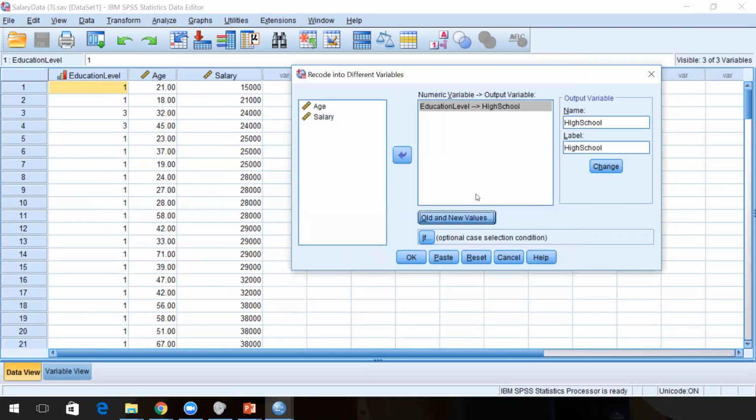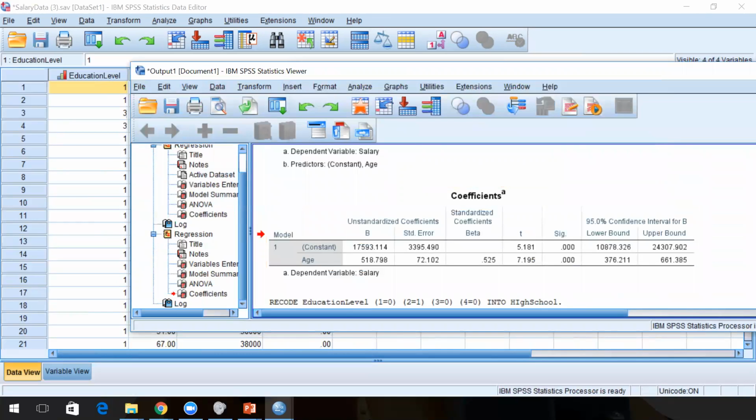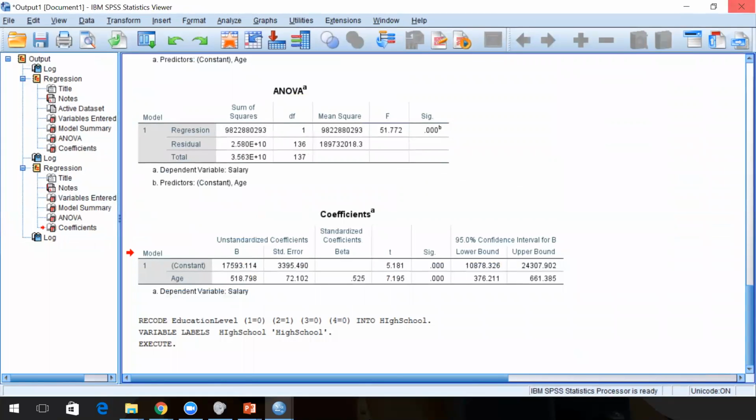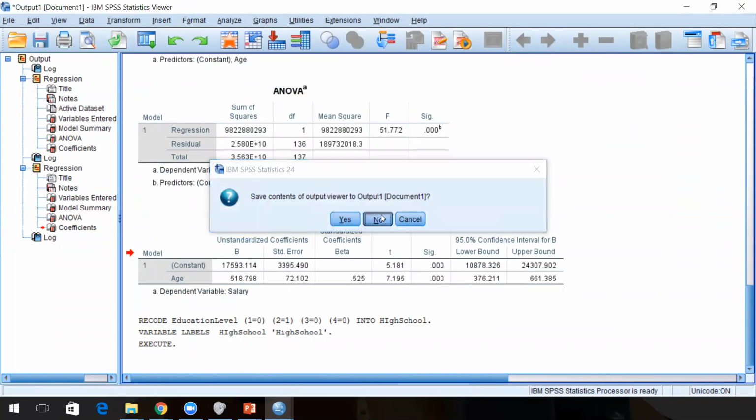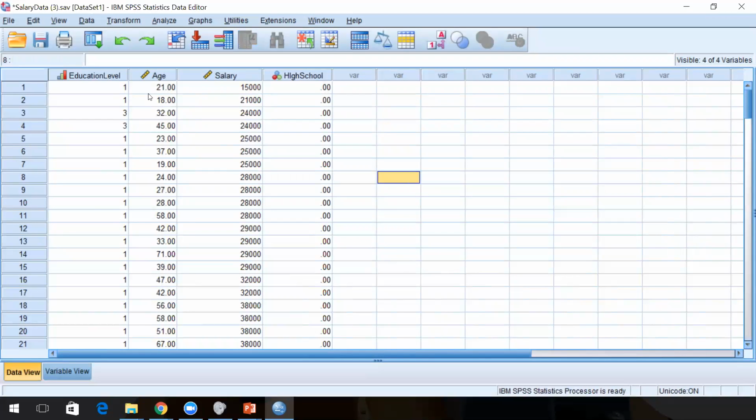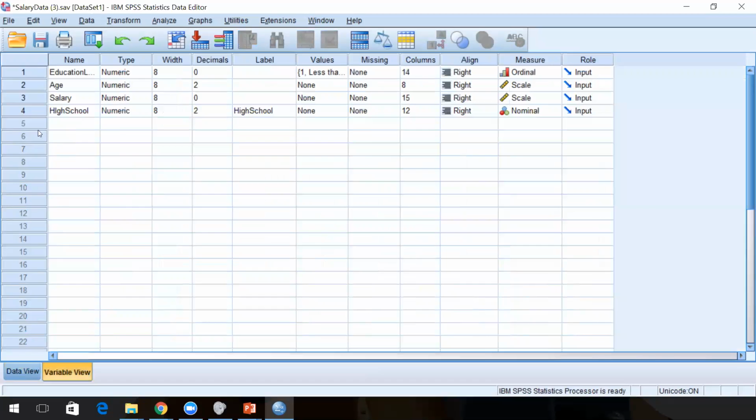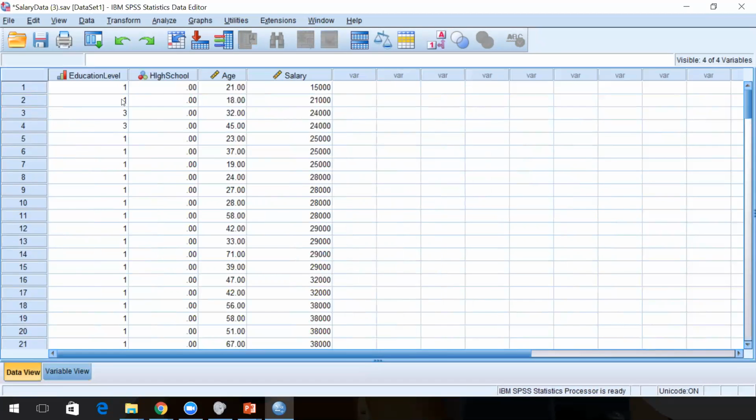And continue. High school is the name. By the way, you can screw this up sometimes, so you always want to check these afterwards. What I do is I go back to variable view and I move my high school one right next to my education level. That makes it very easy to check. Where I see someone with a 2 on education level, someone that has a high school diploma as their highest level of education, I should see a 1 for my high school dummy variable, and I do. For everyone else, I should see a 0.